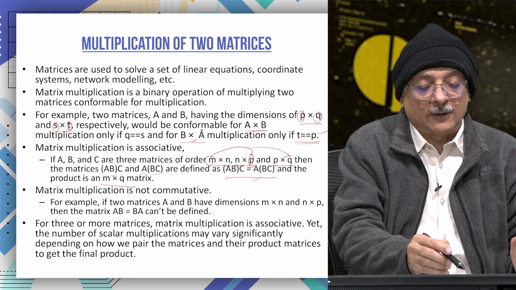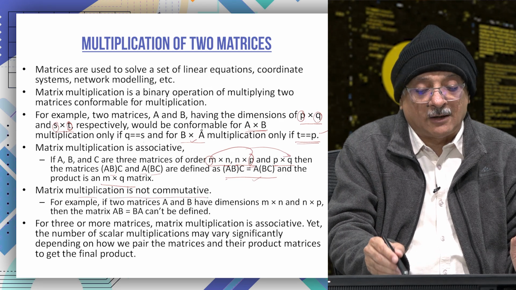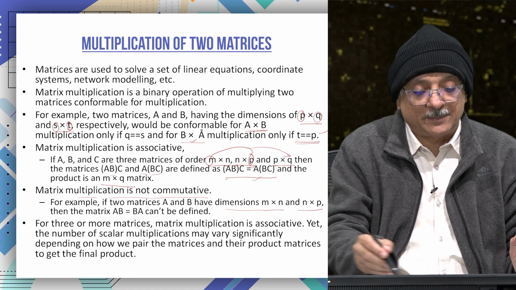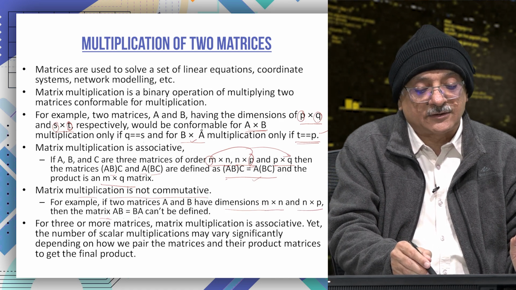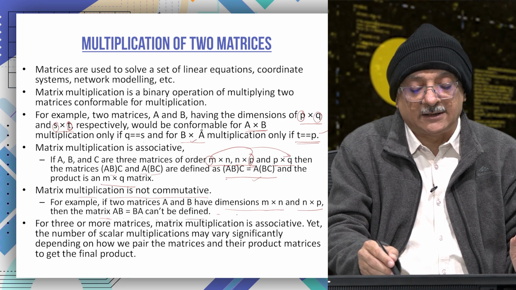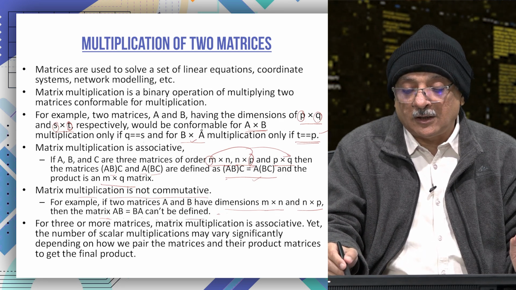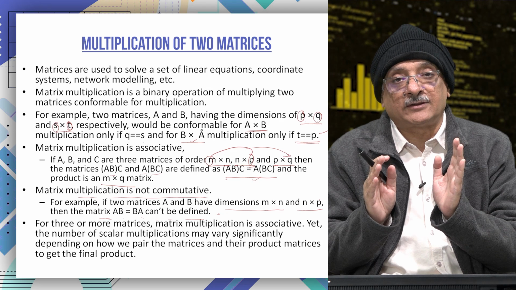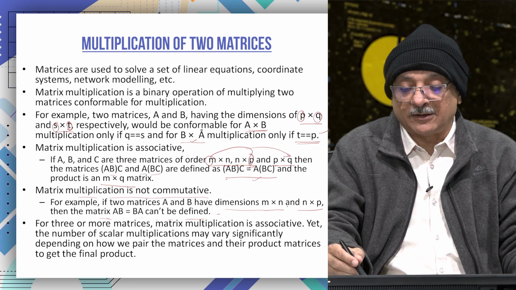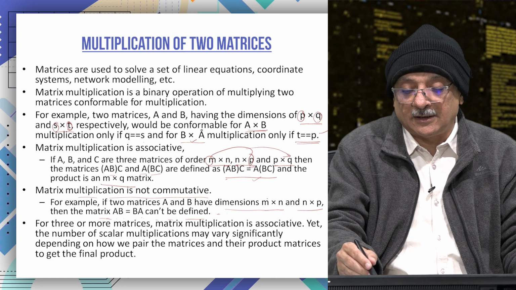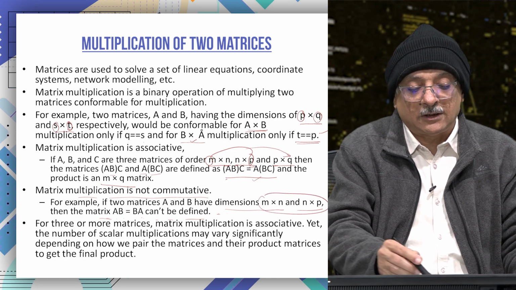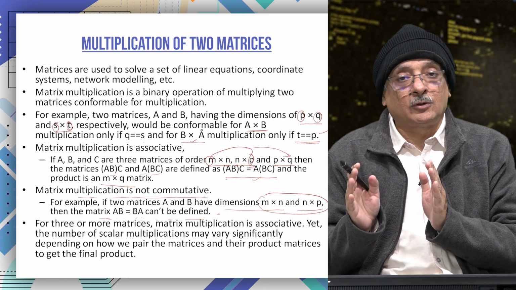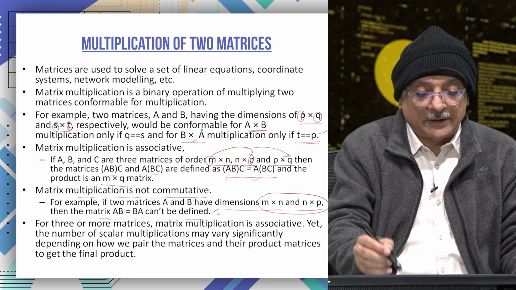Now, however, note one particular thing, matrix multiplication is not commutative. For example, if two matrices A and B have dimension M cross N and N cross P, then AB equals BA cannot be defined. Why? Because we do not know about P and M, first thing. And second thing, the way of multiplying two matrices will make things very different for these two matrices. So, definitely AB is multipliable, but we do not know whether BA is going to be possible or not, and the chances that both are similar are not going to happen.